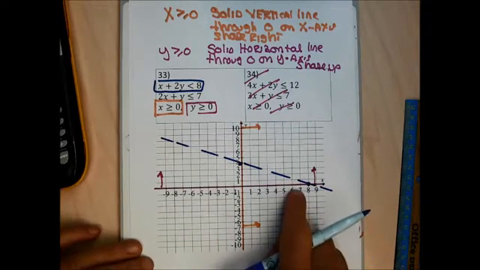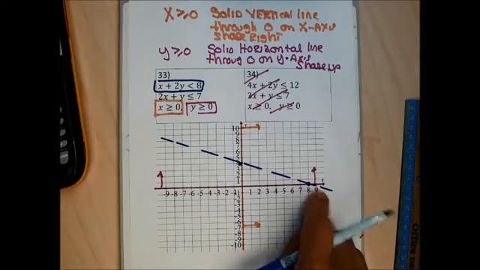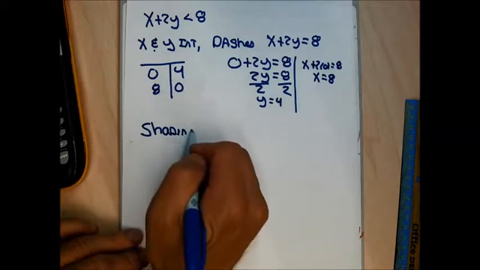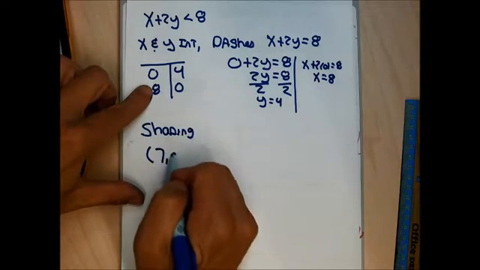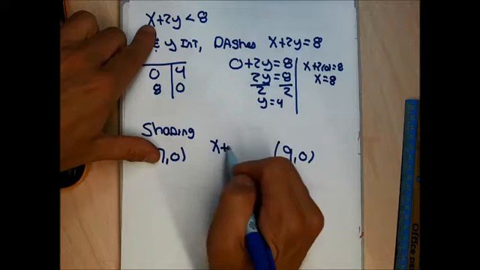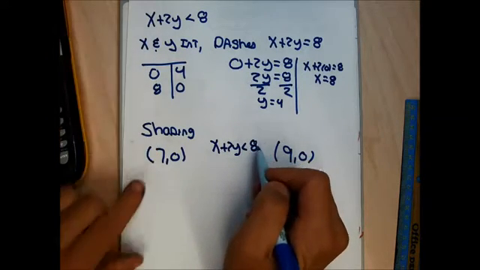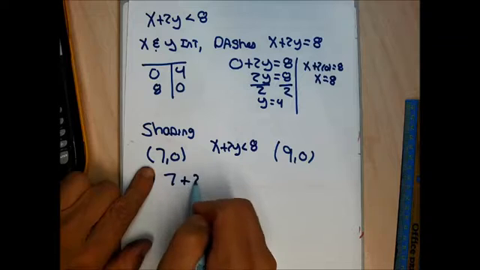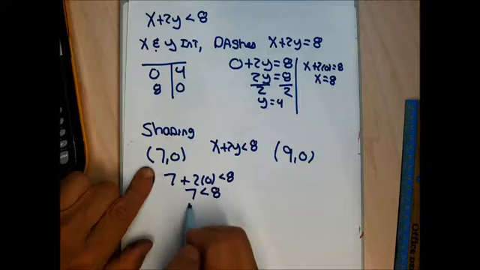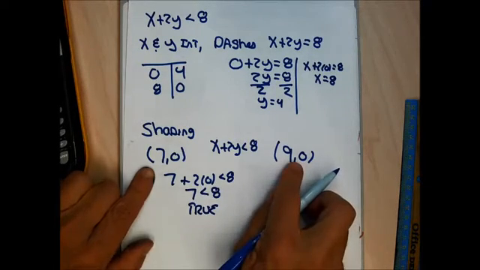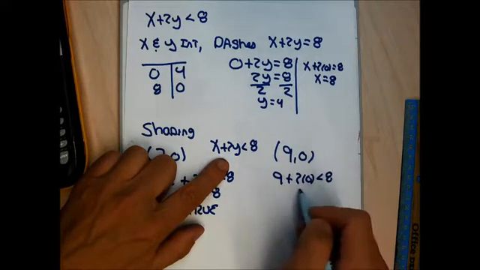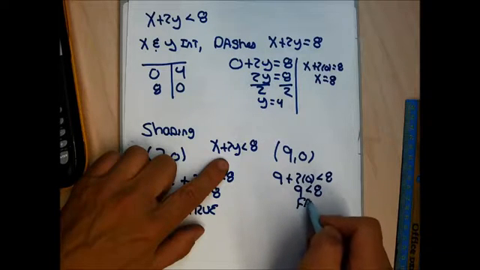For my shading, I'm going to try (7, 0) and (9, 0) because they're on opposite sides of 8. Less than 8 is 7, bigger than 8 is 9, and I'm going to try those in x plus 2y is less than 8. So I'm going to go 7 plus 2 times 0 is less than 8. That gives me 7 is less than 8, which is true. And then for (9, 0), 9 plus 2 times 0 is less than 8. That gives me 9 is less than 8, which is false.